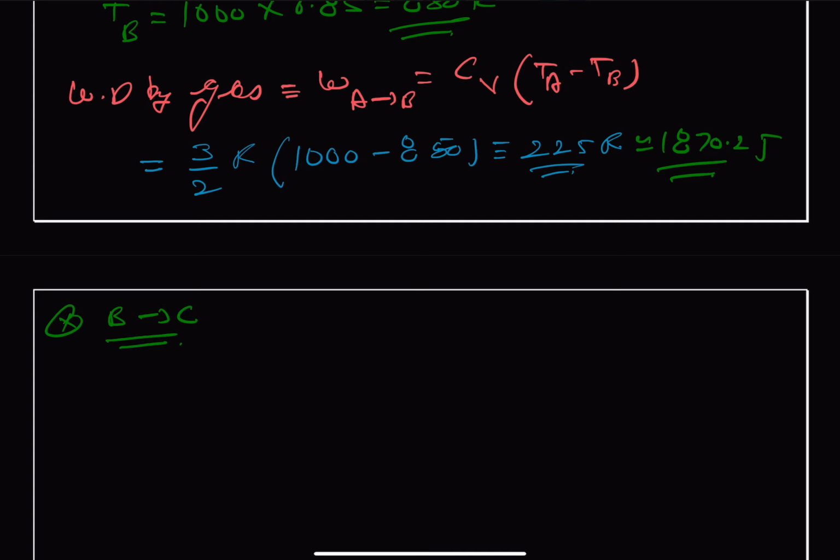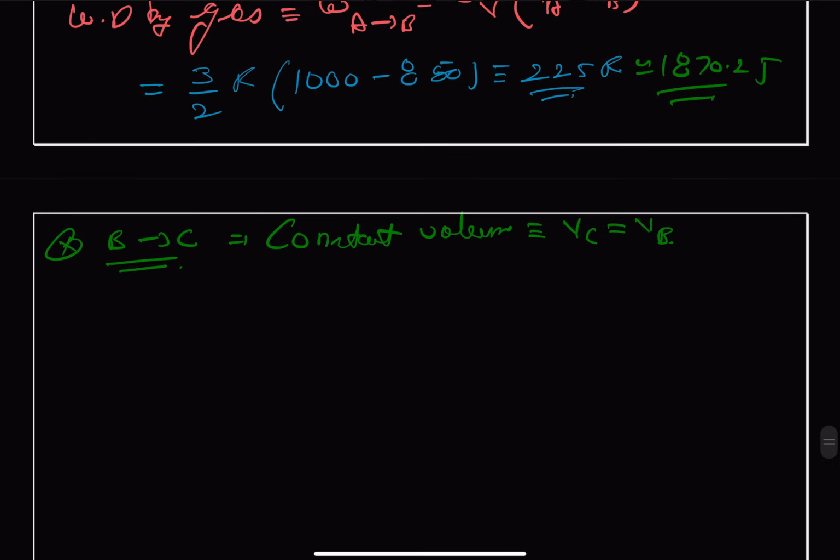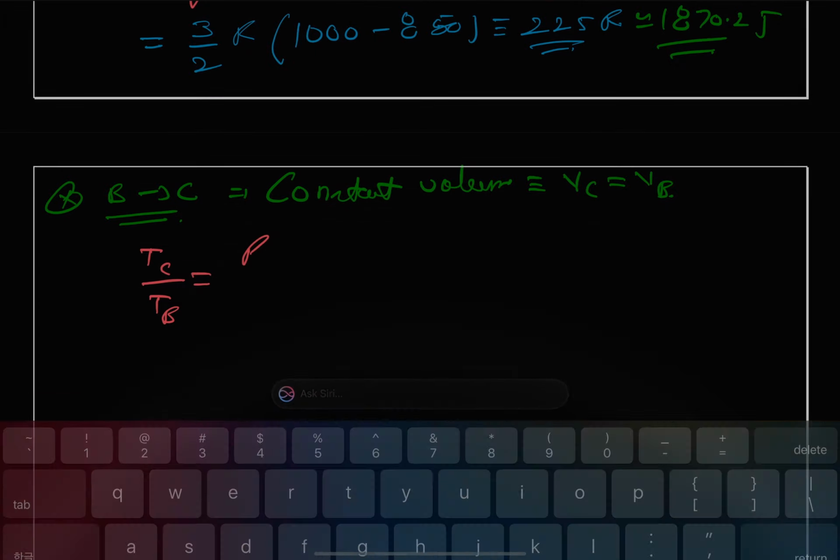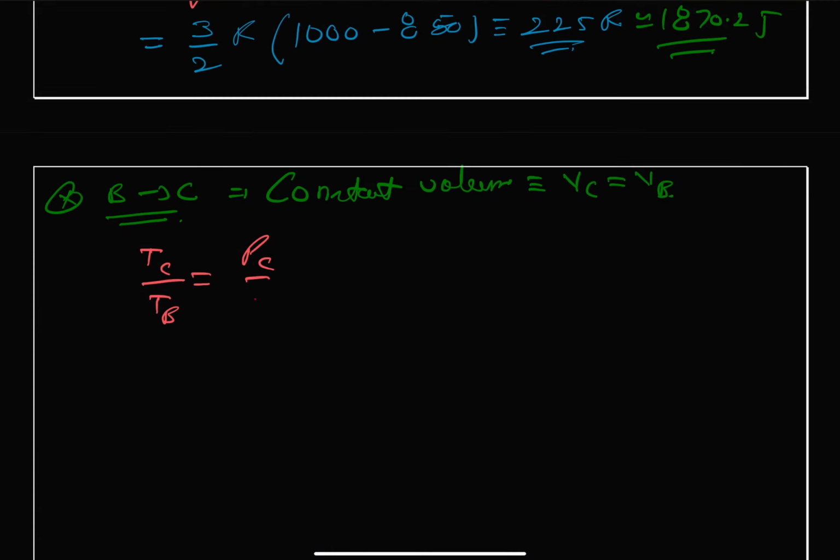B to C is a constant volume cooling. So our volume is constant, therefore volume at C will be equal to volume at B. Therefore we can write the equation that TC upon TB is equal to PC upon PB.